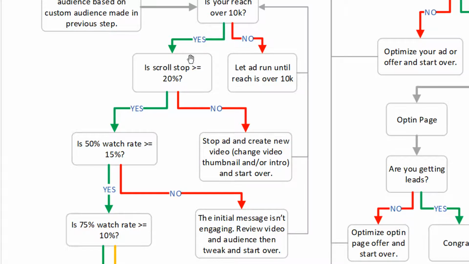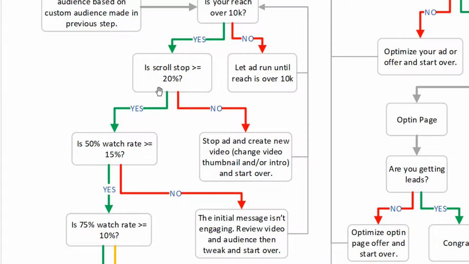Let's say you didn't reach over 10,000 people yet. Well, then no big deal. You just wait and let your ads keep on running until it reaches over 10,000. And then it circles back around. By the time it circles back around, the answer is going to be yes. Now you can go, okay, now that 10,000 people have seen my video, I can start asking some questions because now my sample size is a certain size. Okay? Does that make sense?